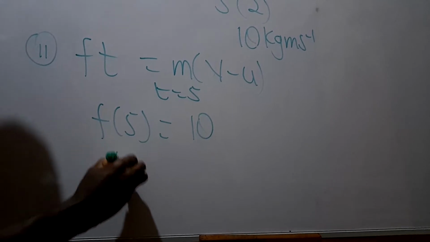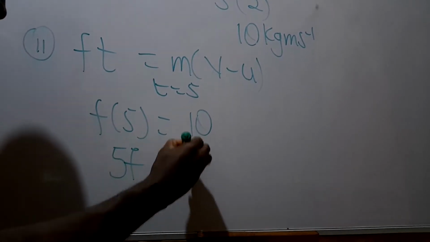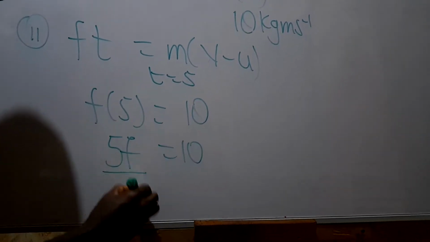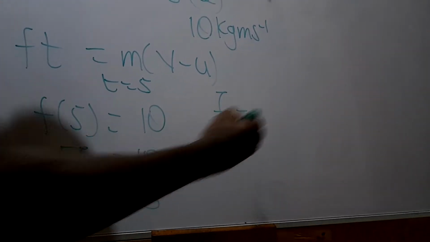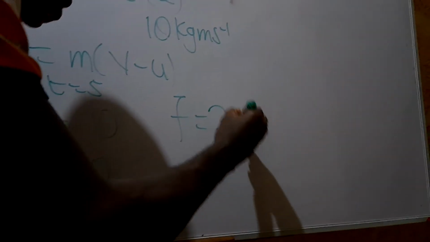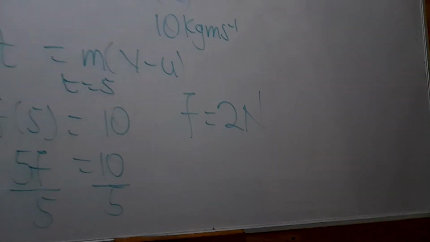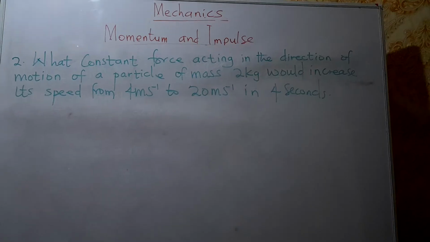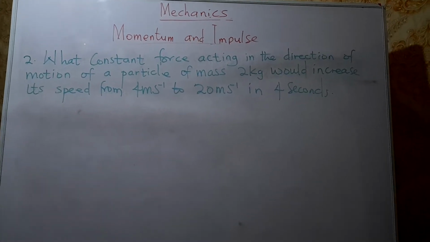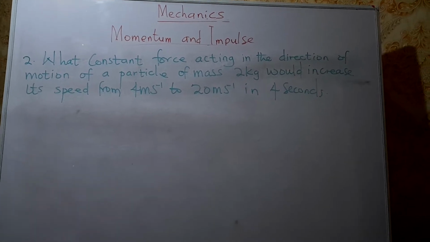So 5F is equal to 10. Divide both sides by 5, our force will be equal to 2 Newtons. So the force acting on the object is 2 Newtons. I hope you get that. So please pause the video and try to see if you can solve the second question.